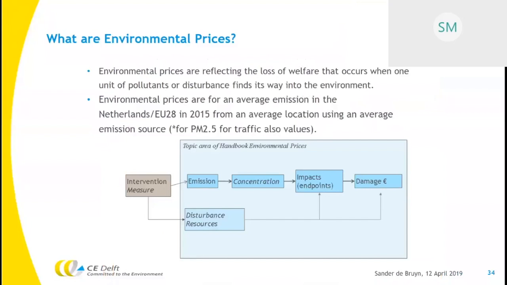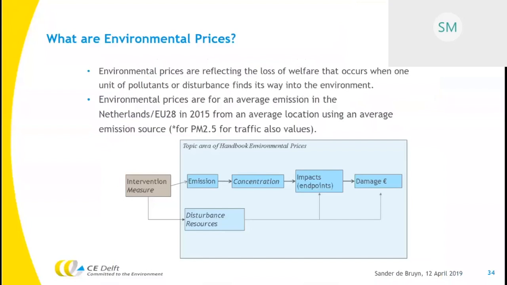So what are these environmental prices? Well, they reflect the loss of welfare that occurs if one unit of pollutants is released into the environment, or if one type of disturbance is inflicted on the environment. And so environmental prices, in general, when it relates to emissions, relate to an average emission in the Netherlands, or EU28, in the year 2015 from an average location using an average emission source.